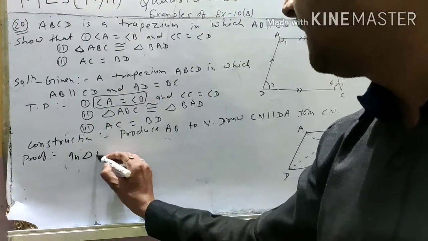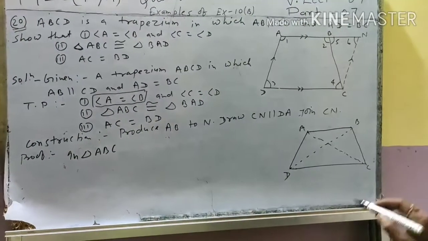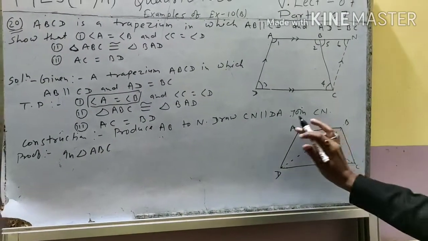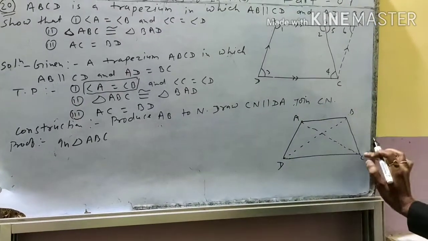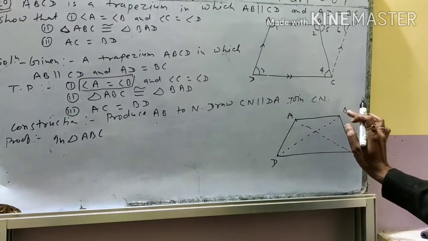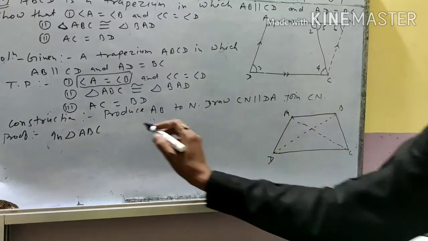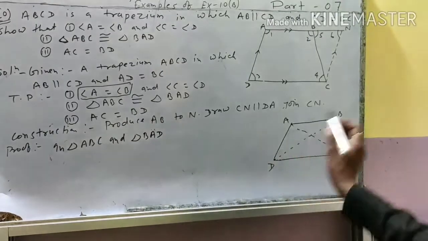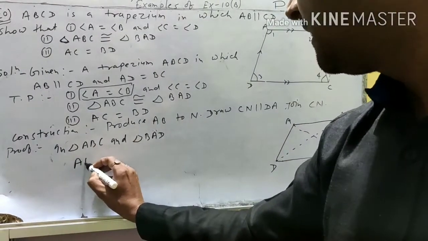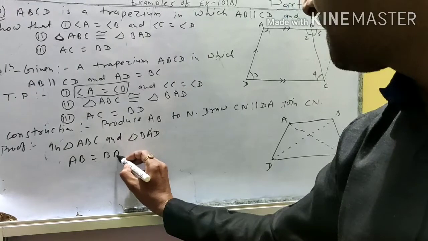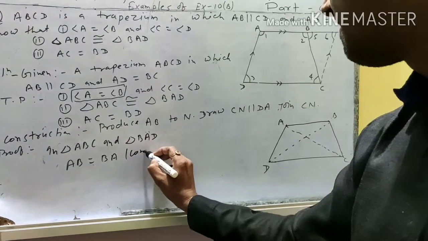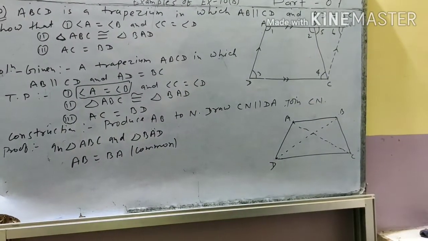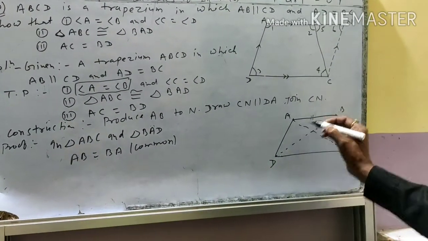In triangle ABC, look at triangle ABC and triangle BAD. In these two triangles, AB is equal to BA, common. This is the common side between these two triangles. AB is equal to BA. This side is common.